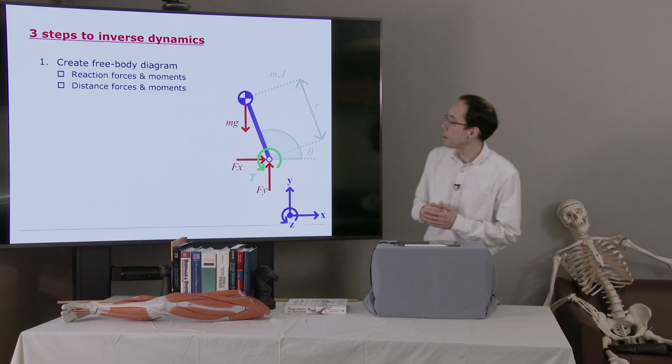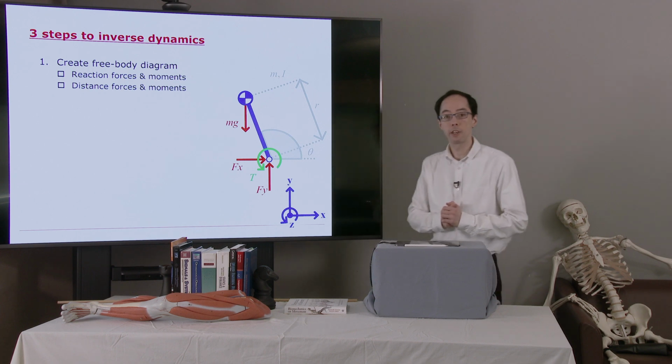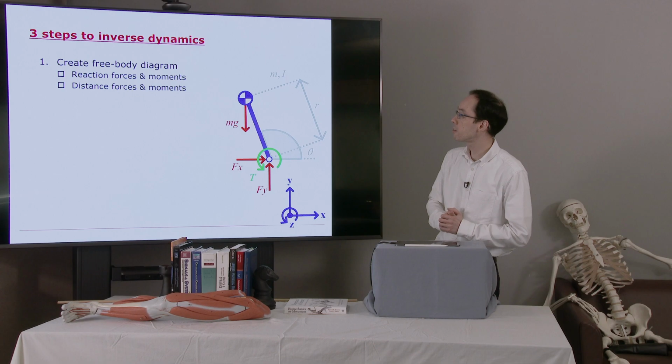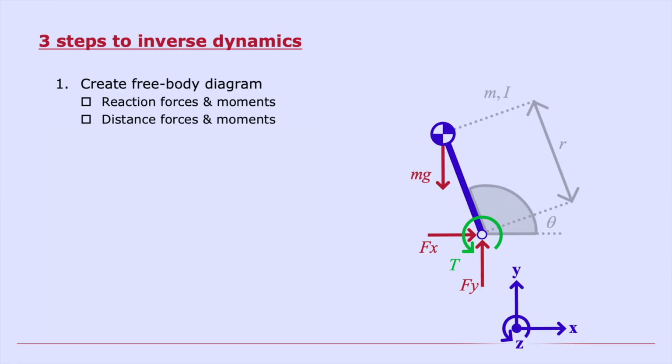As I said, there are 3. The first step is to create a free body diagram. That involves drawing the body segment in isolation from the rest of the universe. We'll draw in the reaction forces and moments and the distance forces and moments, or essentially all the other forces and moments in the system. These distance forces would be like gravity, spring forces, things like that.